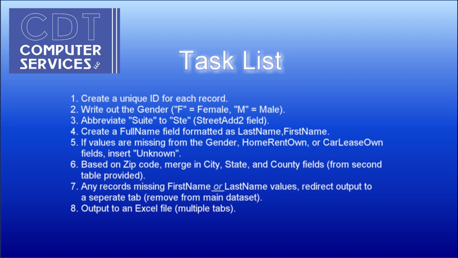This is where the second table will come in. We'll need to pull in lookup values, city, state, county, based on the zip code that should exist in both files. Number seven, any records missing first name or last name values, redirect output to a separate tab, removed from main data set.